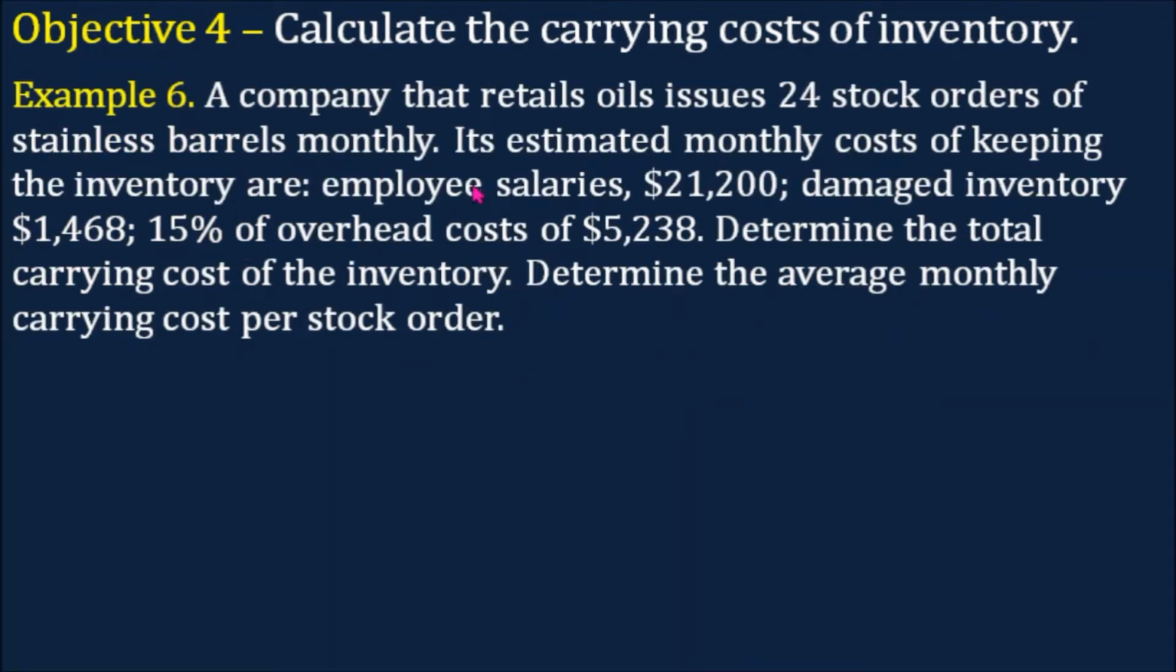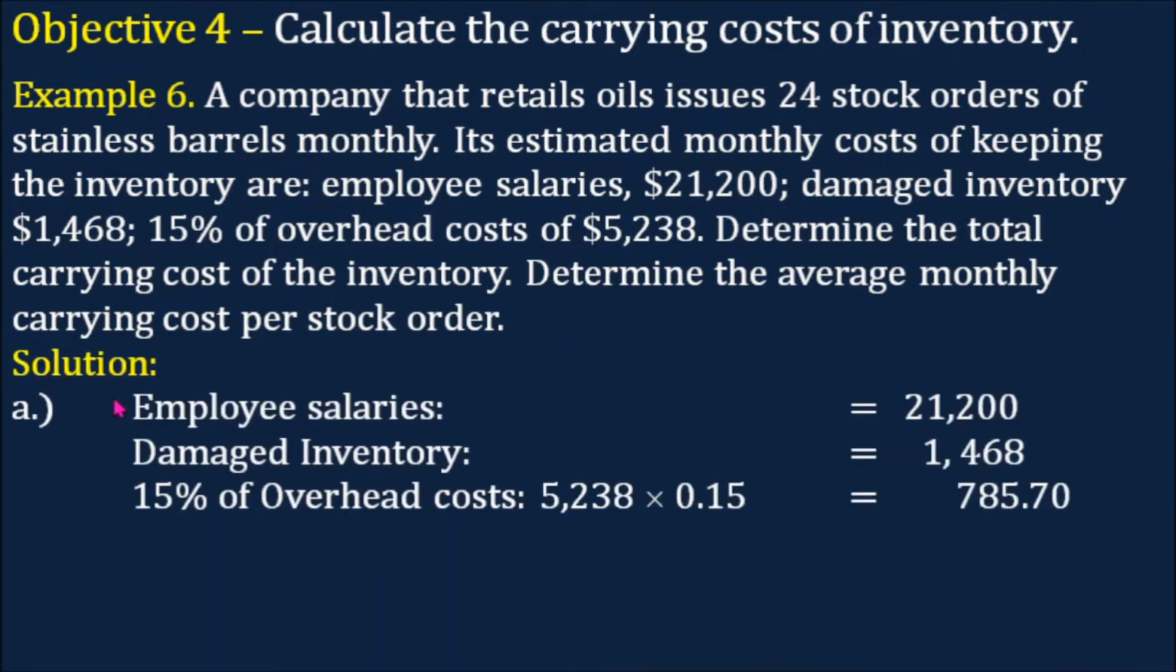Example number 6. A company that retails oils issues 24 stock orders of stainless barrels monthly. Its estimated monthly costs of keeping the inventory are employee salaries $21,200, damaged inventory, that is $1,468. Then we have 15% of overhead cost of $5,238. Determine the total carrying cost of the inventory, and then determine the average monthly carrying cost per stock order.